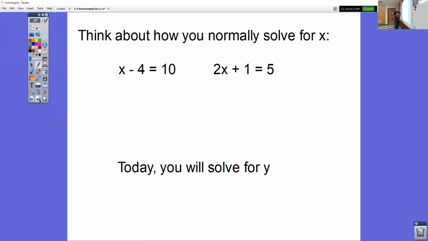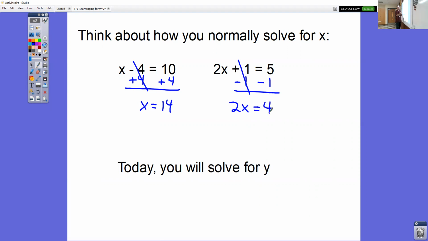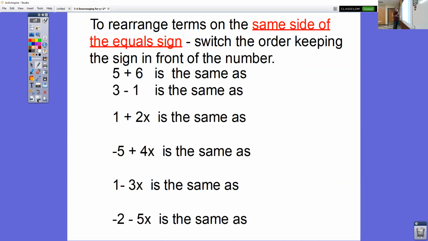So you're going to solve it just like you do for a normal equation. You always want to do the opposite. In a normal equation, to try and get the x all by itself, you would get rid of that minus 4 by doing plus 4 and plus 4, so that you get that x all by itself. In a two-step equation, you would want to get the 2x all by itself. So you'd do minus 1 and minus 1 to get the 2x all by itself. Then you would divide by 2 and divide by 2 to get the x all by itself. Well, today you're not solving for x, you're solving for y. So you're going to try and get that y equals all by itself.